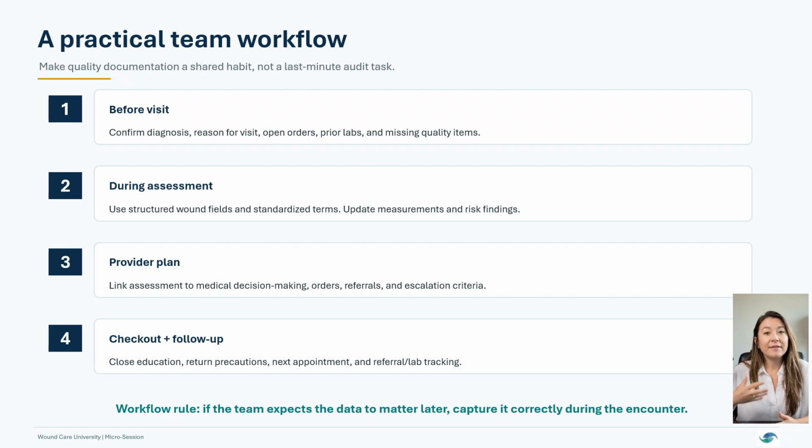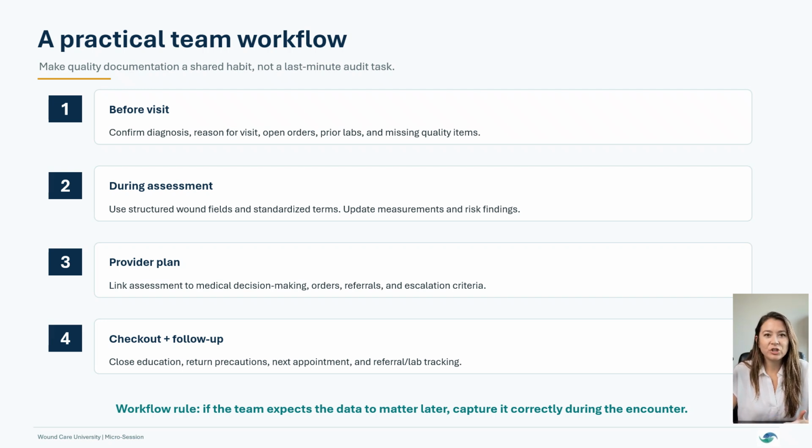During assessment, the nurse or clinician should use structured fields whenever possible. Wound measurements, tissue type, drainage, signs of infection, pain, peri-wound status, and offloading or compression adherence should be updated accurately. During the provider plan, assessment findings should connect to medical decision making. If the wound is worsening, the plan should reflect the response: imaging, labs, antibiotics, vascular referral, debridement, advanced therapy consideration, or follow-up timing. At checkout and follow-up, the team should close the loop.